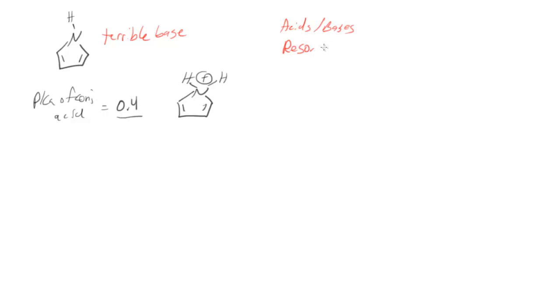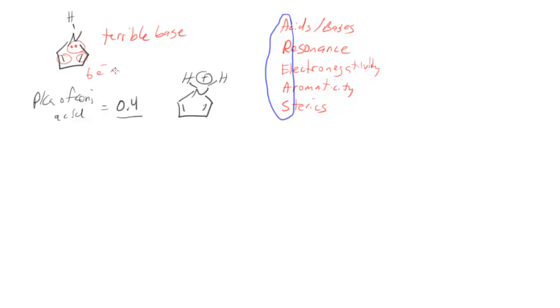resonance, electronegativity and polarity, aromaticity, and sterics. Remember, those are our 5 areas that we talk about over and over. So the key here is aromaticity. There's a pair of electrons on that nitrogen that are tied up in this ring that make 2, 4, 6 electrons in a ring. With 6 electrons, this ring is aromatic.